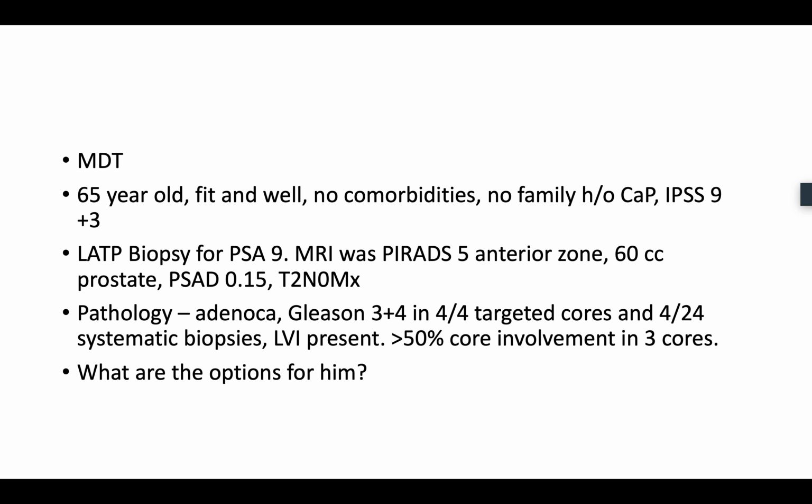So imagine that you are in the MDT. The MDT proforma in front of you says that the case that's going to be discussed next is of a 65-year-old fit and well gentleman with no comorbidities. He has no family history of prostate cancer. His IPSS is 9+3. He underwent a local anesthetic transperineal biopsy for a PSA of 9. His MRI was PIRADS 5 anterior zone, 60 cc prostate with a PSA density of 0.15, and the MRI is reported as, if cancer is found, T2 N0 MX.